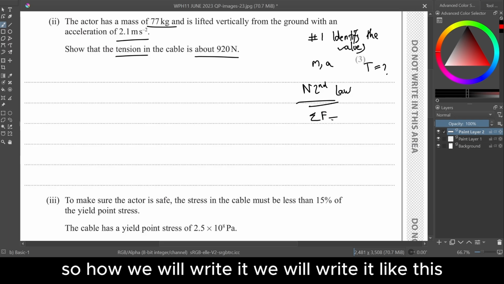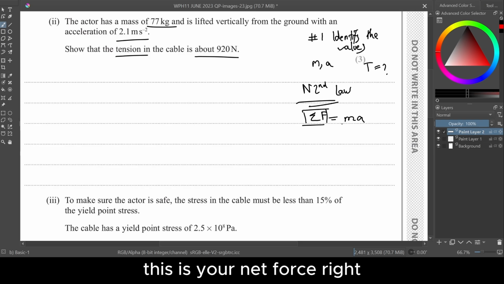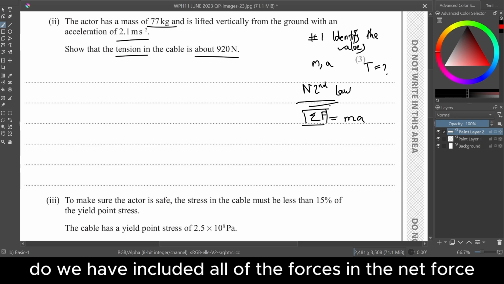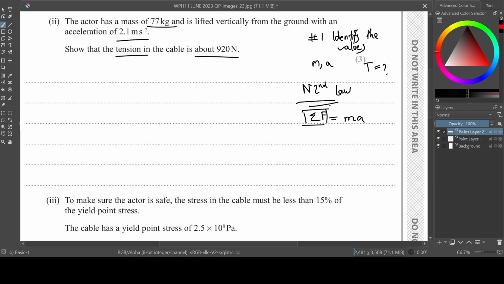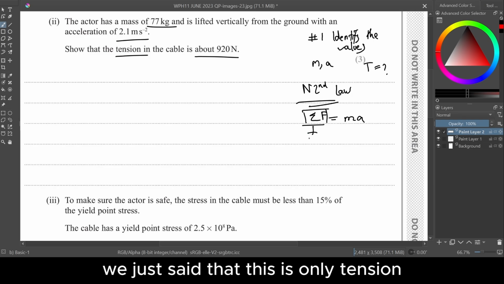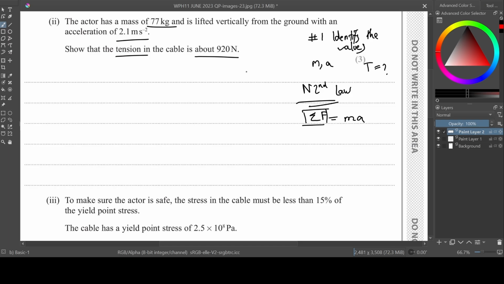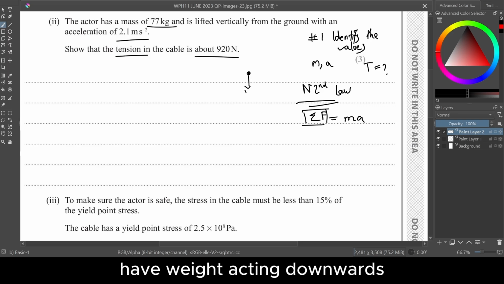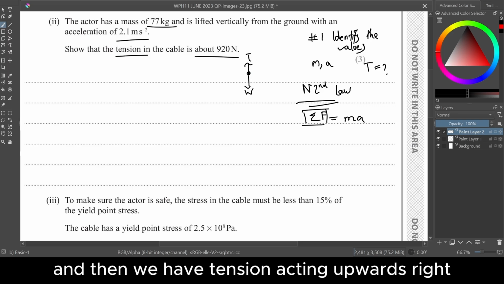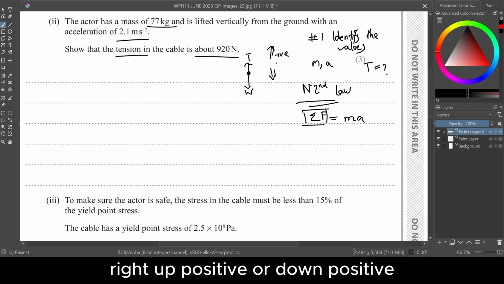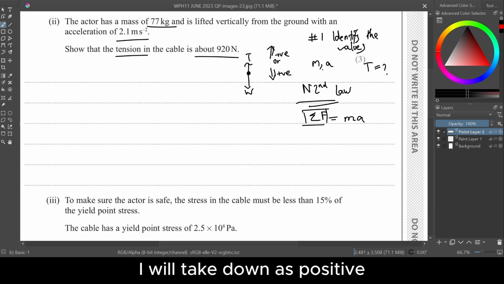So how will we write it? We will write it like this. This is your net force, right? So we do have mass and we have acceleration. Have we included all of the forces in the net force? No, we did not include everything. We only have tension. Where's the weight? You forgot about the weight, right? So let me draw this. This is the actor. We have weight acting downwards and tension acting upwards, right? Now you can take either direction of motion as positive, up positive or down positive. I will take down as positive. If you take down as positive, your tension will be negative. So it is written as W minus T.